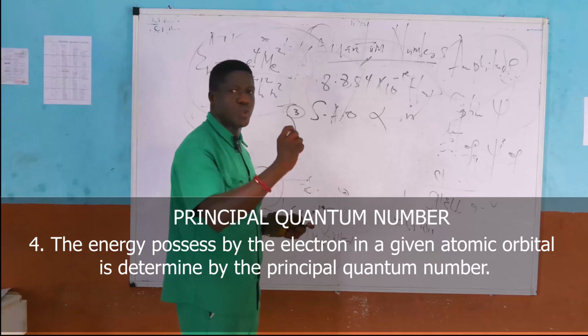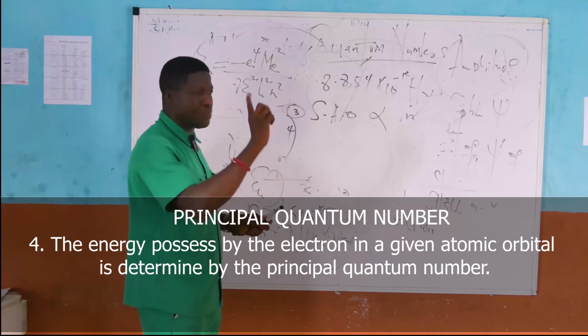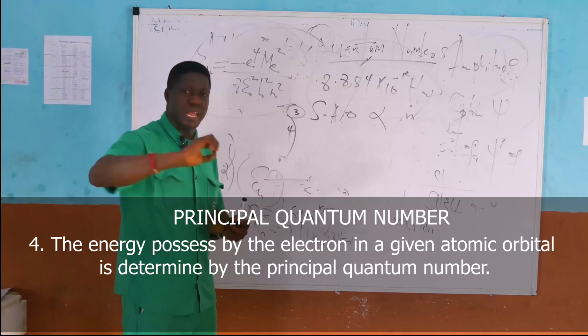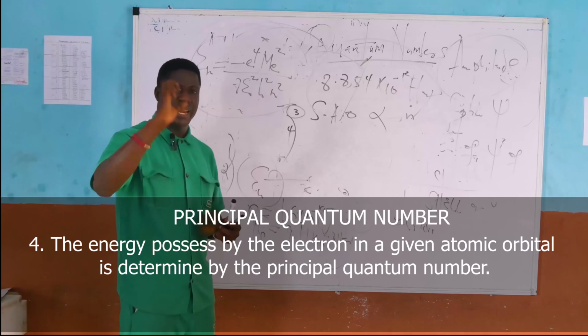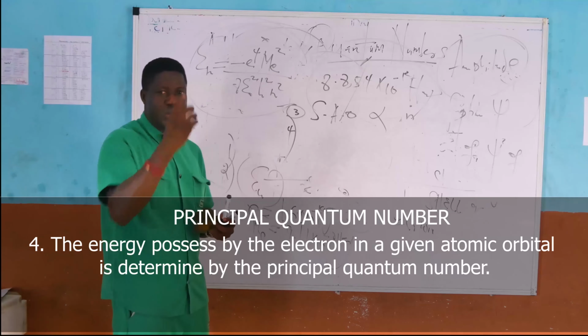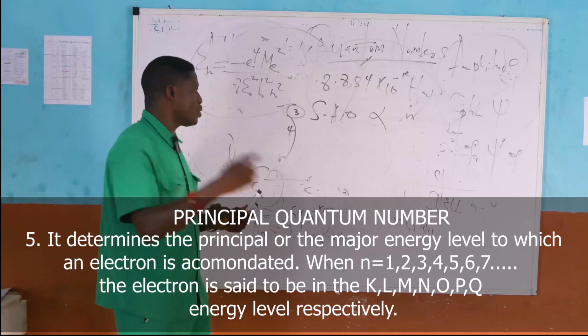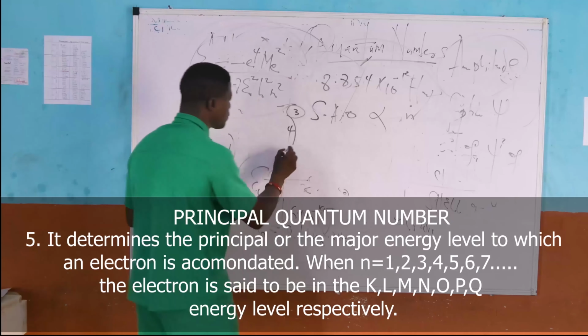That is one key function performed by the principal quantum number. It determines the energy, specifically the ionization energy, that is needed to actually set an electron free from the nucleus of the atom.